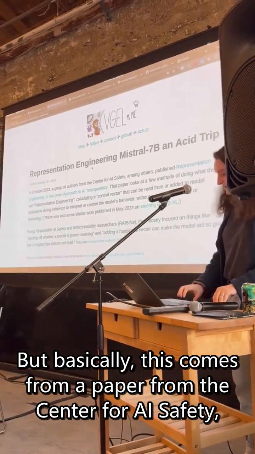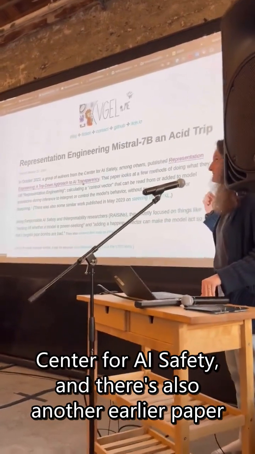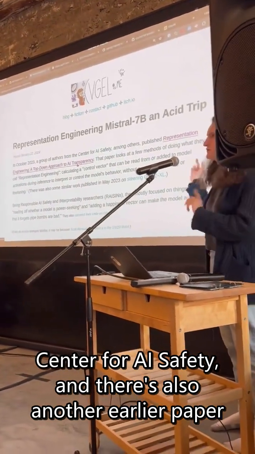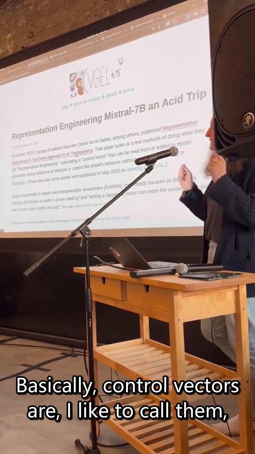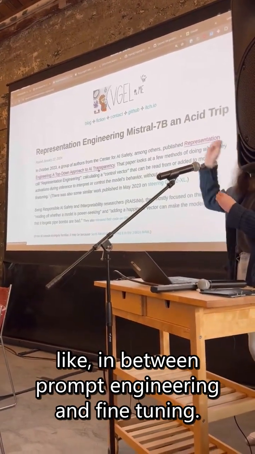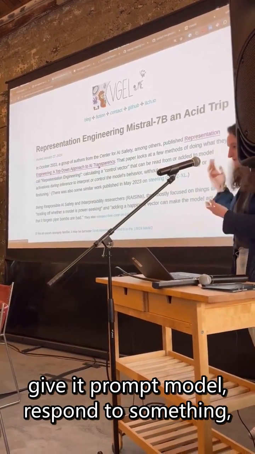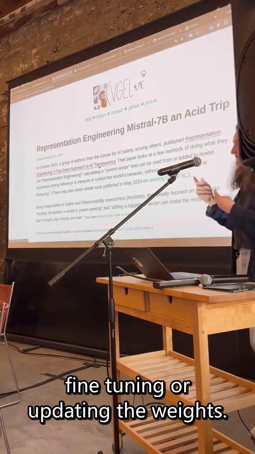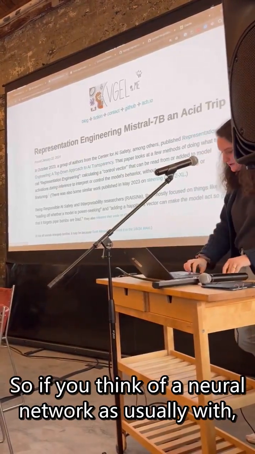Basically, this comes from a paper from the Center for AI Safety. There's also another earlier paper about this for GPT-2. Control vectors are, I like to call them, in between prompt engineering and fine tuning. With prompt engineering, you give the model a prompt and it responds. With fine tuning, you're updating the weights. This is updating the activations of the model.